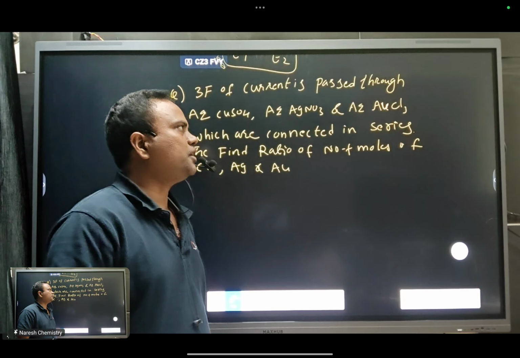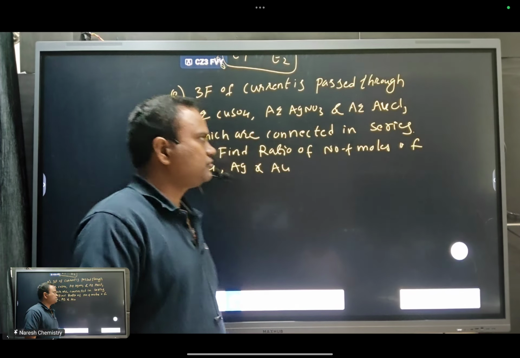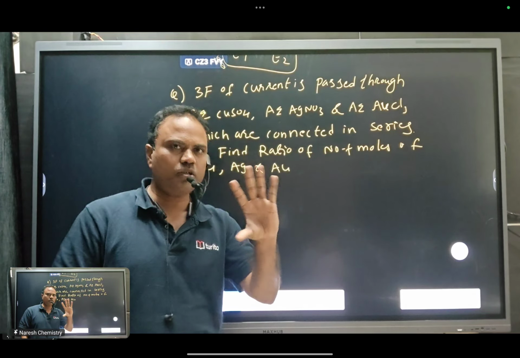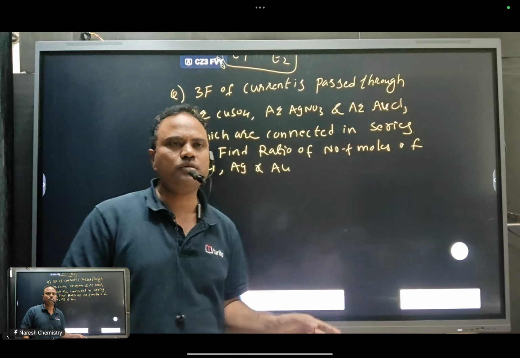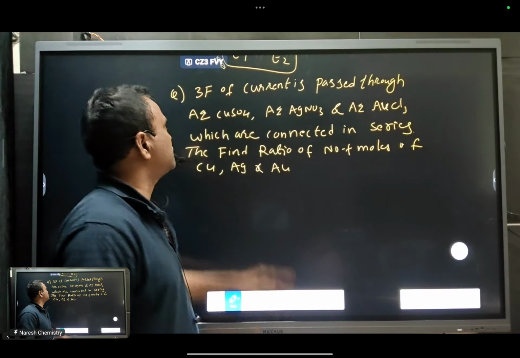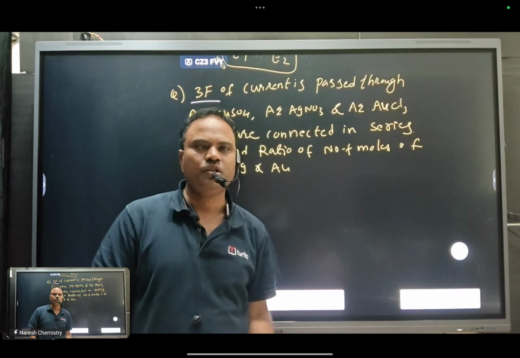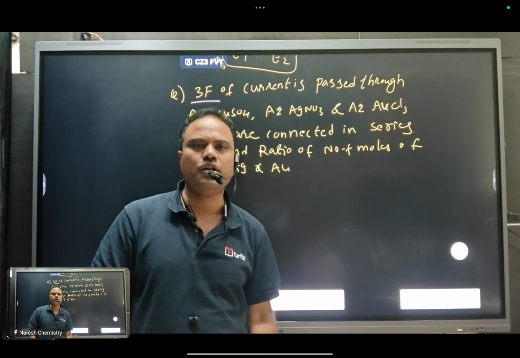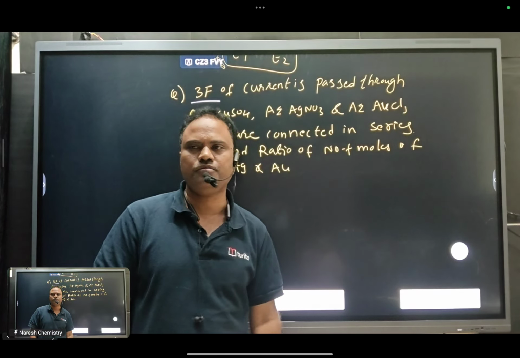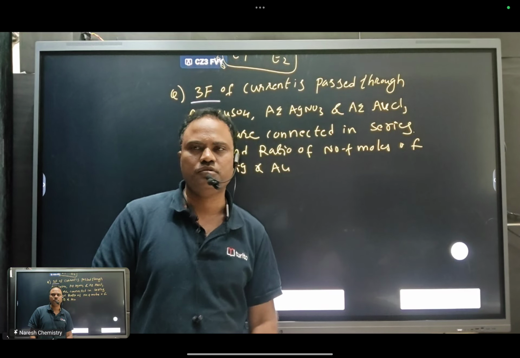Generally, equivalent weight for elements is atomic weight by valency, right? But here we don't use that formula. Why did I give this question? Here I gave one important statement: connected through a series means the same amount of current is passed, right? It is a general question, like a stoichiometry relation: for 1 mole 1 Faraday, 2 moles 2 Faradays, like that.